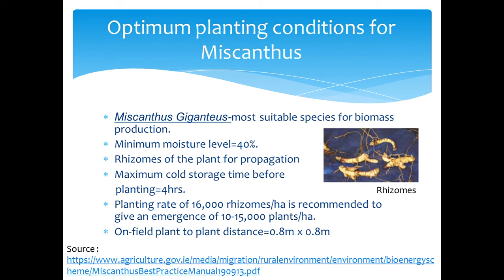Next, we have optimum planting conditions for Miscanthus. Miscanthus giganteus is the most suitable species for biomass production. Minimum moisture level of 40% is required when planting rhizomes of the Miscanthus giganteus species. Rhizomes are used to propagate Miscanthus. They may be stored in cold storage for a period of 4 hours before they can be planted. Planting rate is 16,000 rhizomes per hectare with a planting distance of 0.8 meter by 0.8 meters.